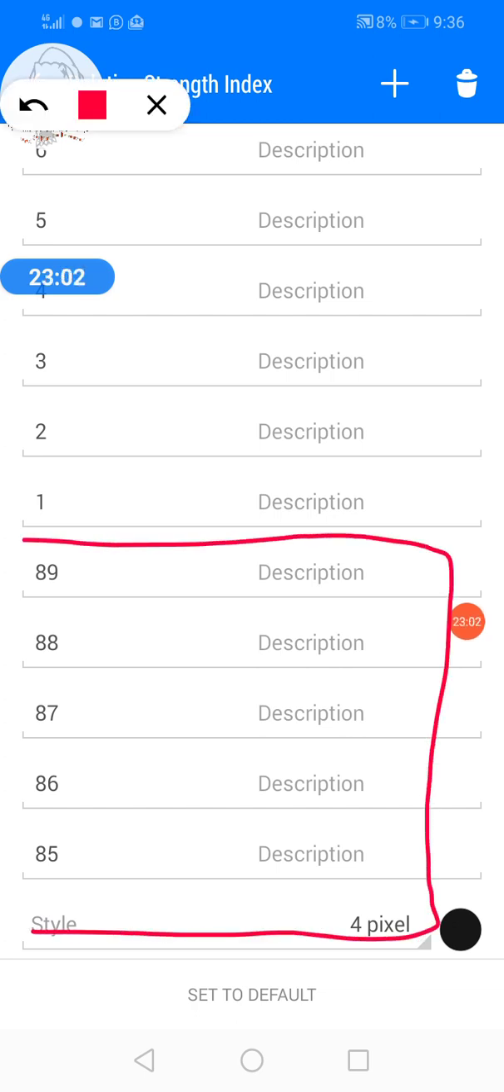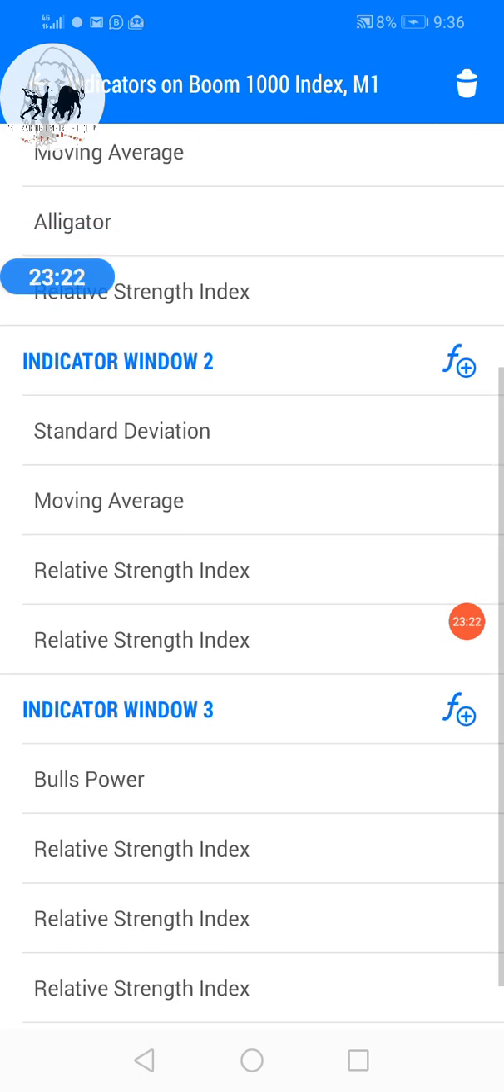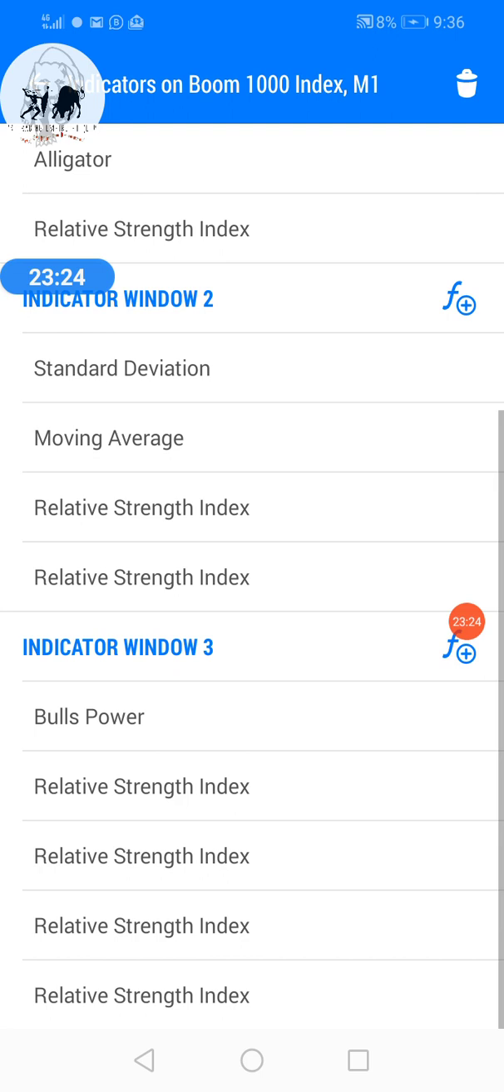Because I realized when I pull my windows, my settings actually appear right there, and I don't like that. So that's why I decided to also add 89, 88, 87, 86, 85. Because you know that people love to steal strategies and claim them as their own.